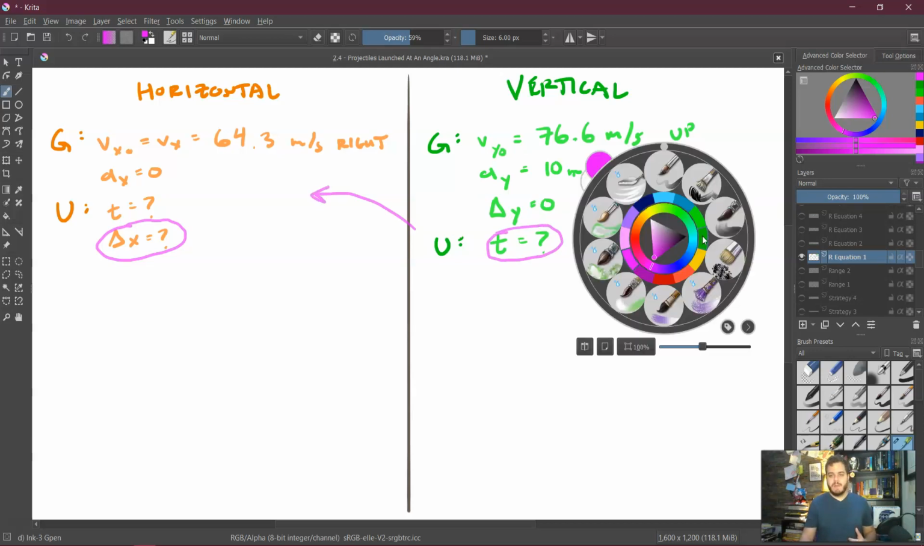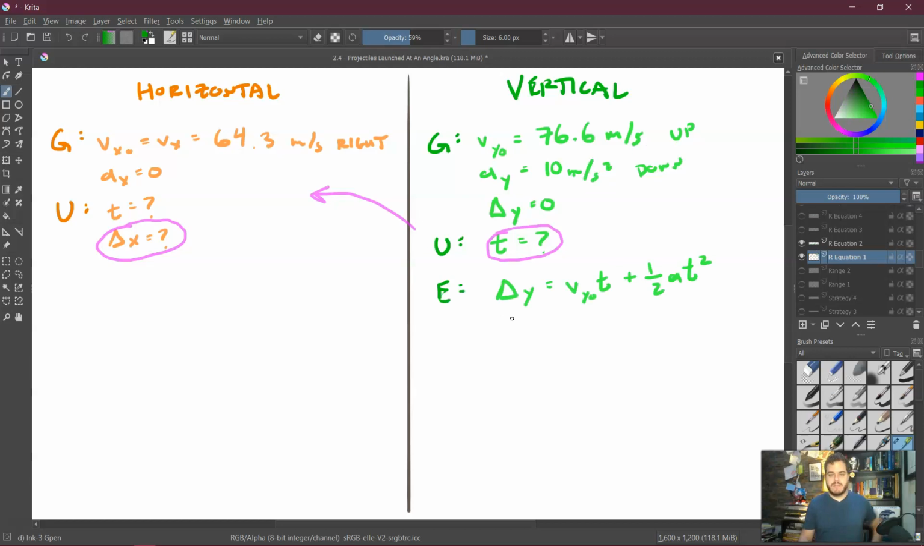So to find the time, we are going to use this equation right here, delta y equals vy naught t plus 1/2 at squared. Now, something we can remember is that because delta y is 0, we can go ahead and write that down to simplify this just a little bit. So if I do that, I end up with 0 equals vy naught t plus 1/2 at squared. Well, I can now divide every piece by t. We've done this previously, so let's go ahead and do that now.